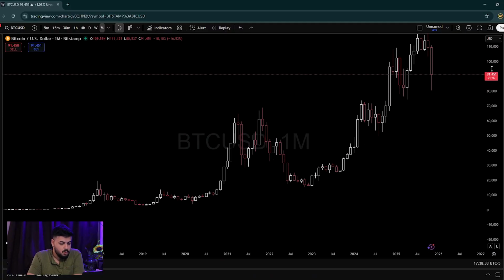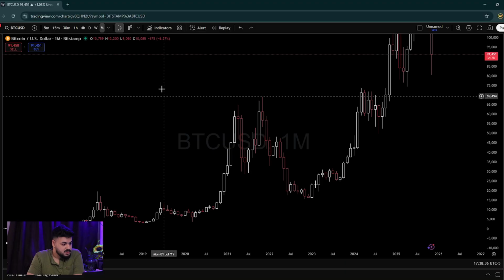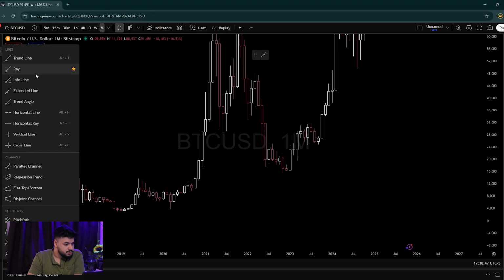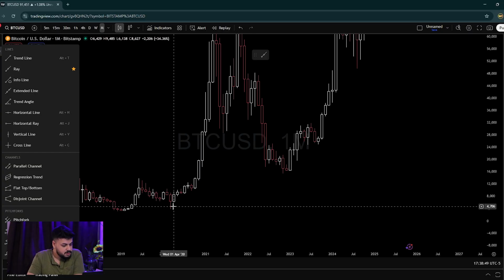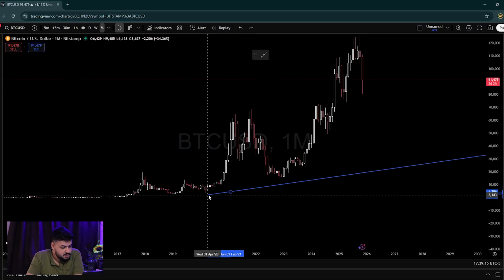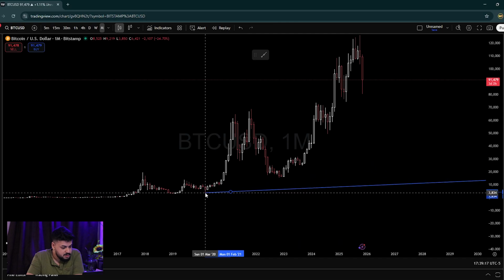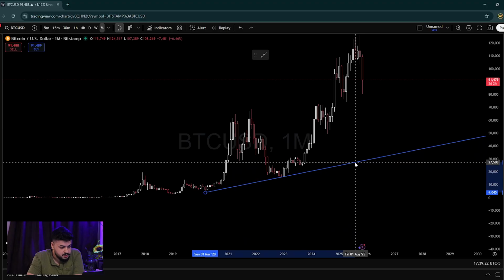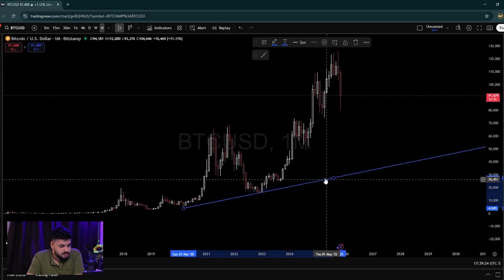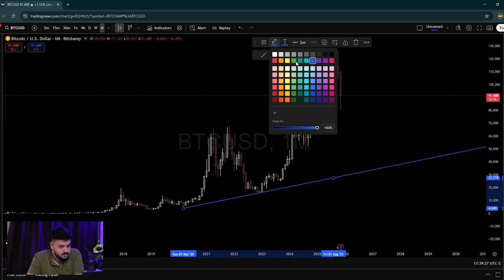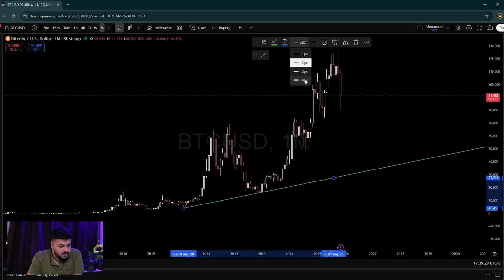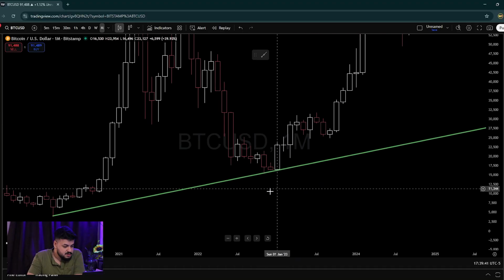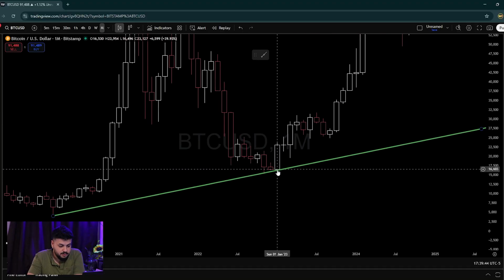So I'm going to go to the 1 month time frame, and I'm going to use the ray tool at the lowest point. So let's move that to the next point, that's right here, and the next low. Let's just go ahead and make that green and make that thicker so it's visible. So I see that this is touching 1, 2, and 3 points.